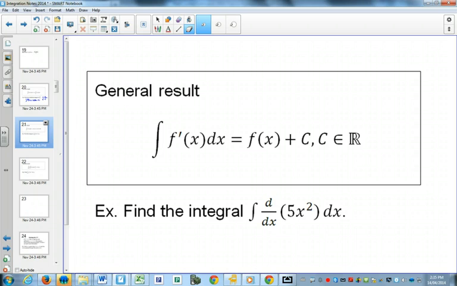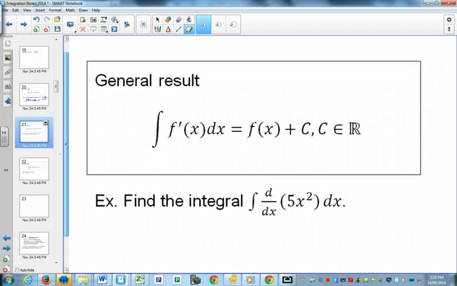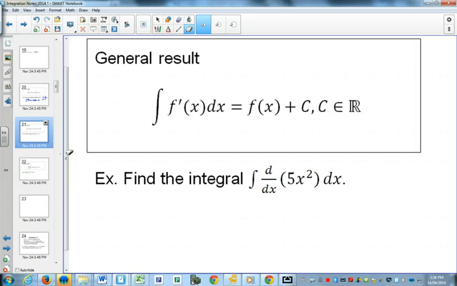This part, the d dx means take the derivative. We got a general result above, but if d dx means take the derivative, what is the derivative of 5x squared? 10x.